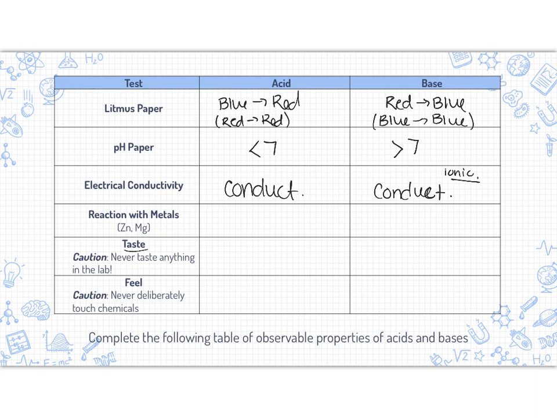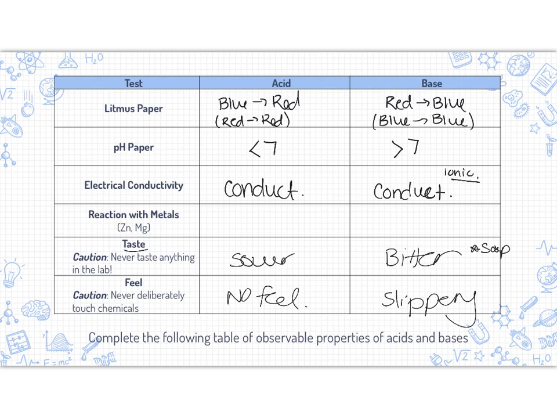Couple things, we even know the taste of things just based on acidic foods that we know of, like lemons. They are sour, and bases are bitter. A good example of a base is soap. The feel of an acid, they have no feel. The feel of a base, they are slippery.